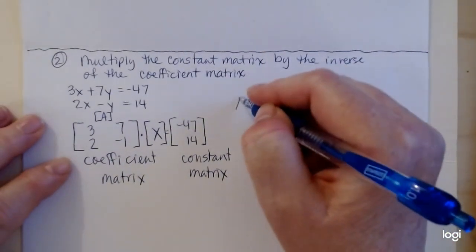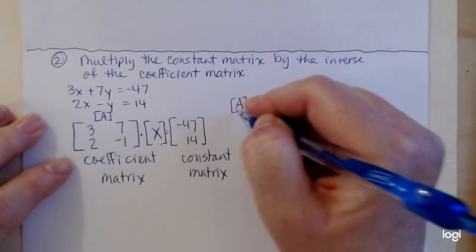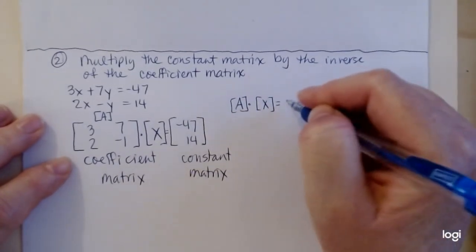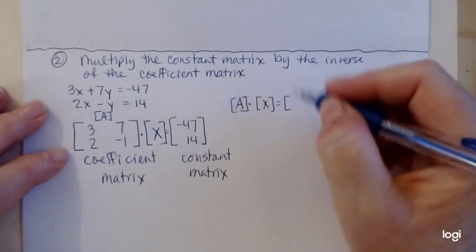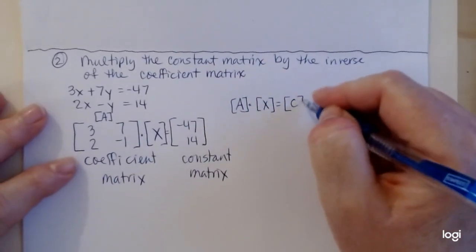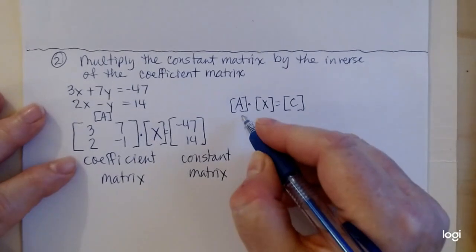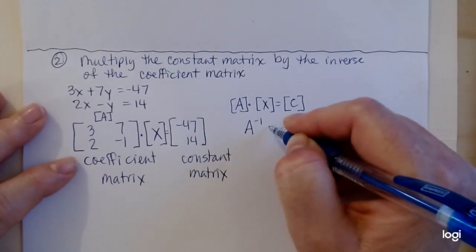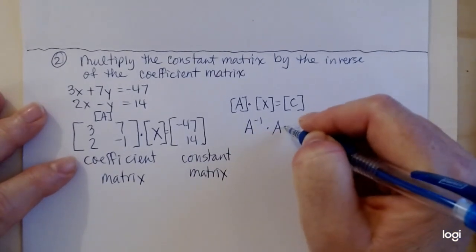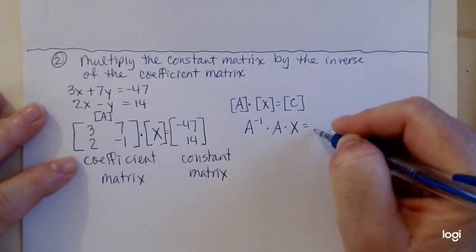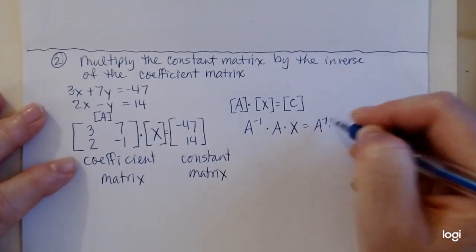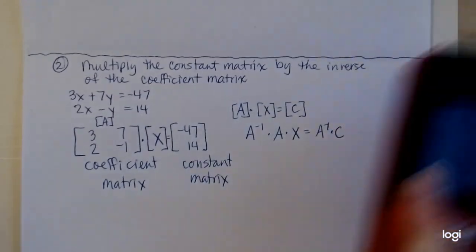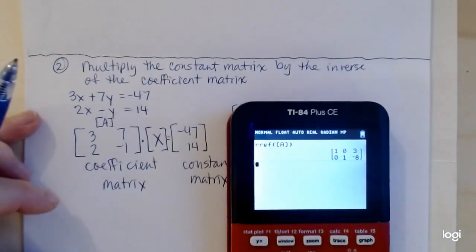So we have A times x equals the constant matrix over here. And we're going to multiply both sides by the inverse of this. So we want A inverse times A times x equals A inverse times C. And that's also very easy to do. We have to put it in a little differently, but it's still easy.